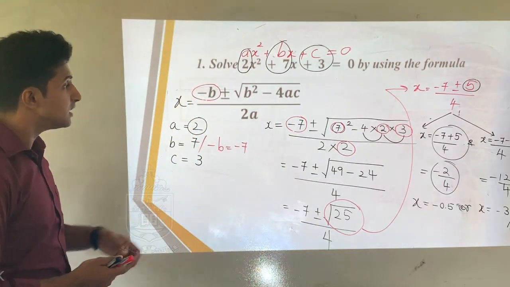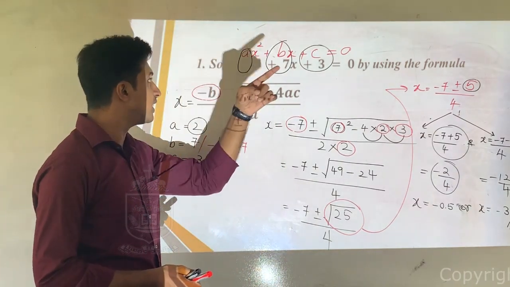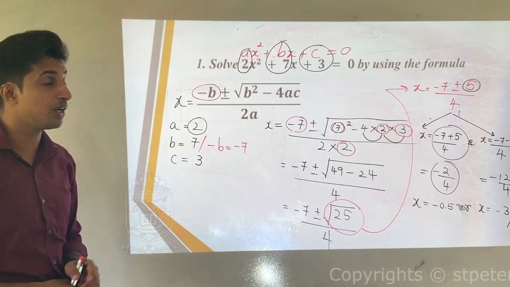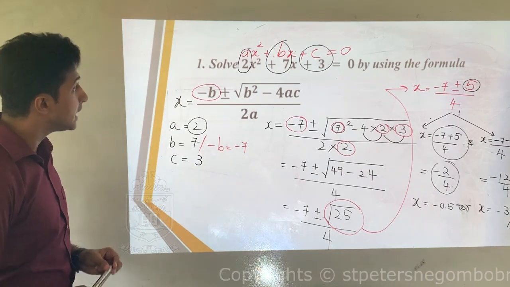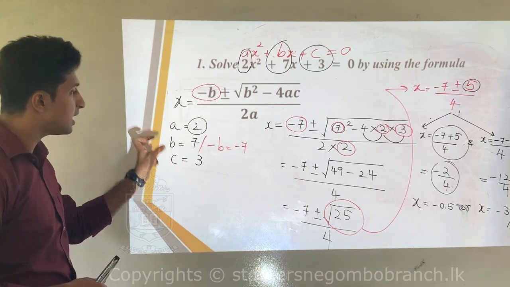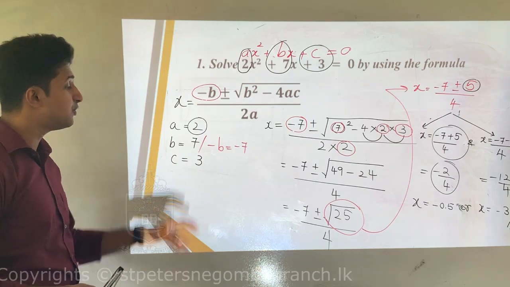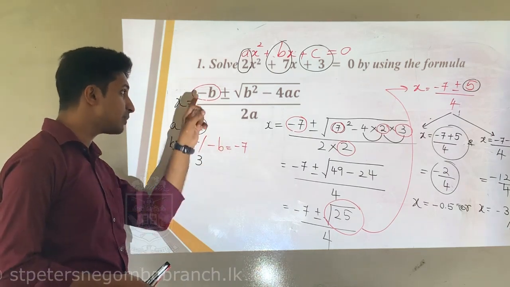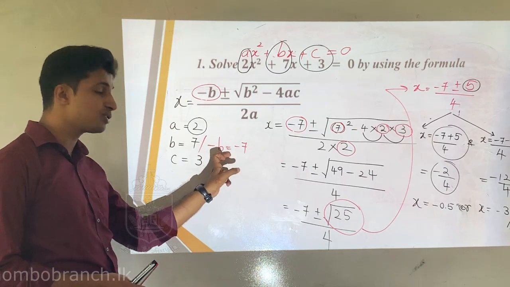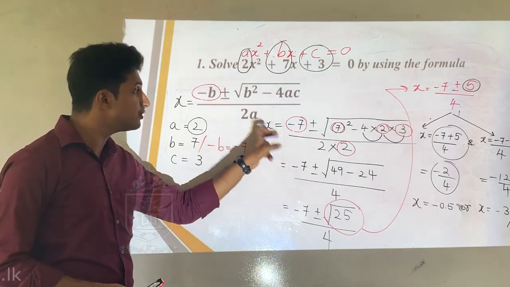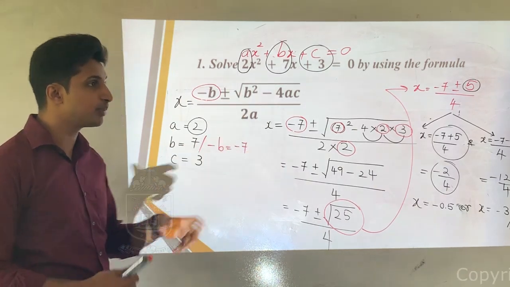Again, take the given quadratic equation, write ax squared plus bx plus c equals 0 on top of it. Get the values of a, b and c. It is easy if you find the value of minus b as well, the opposite of the given value. Take the formula, substitute it properly.